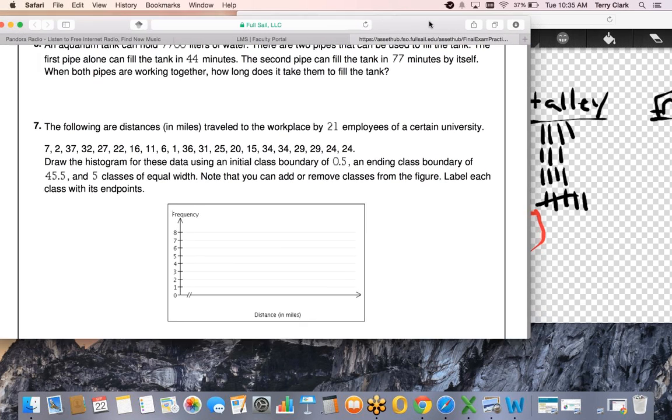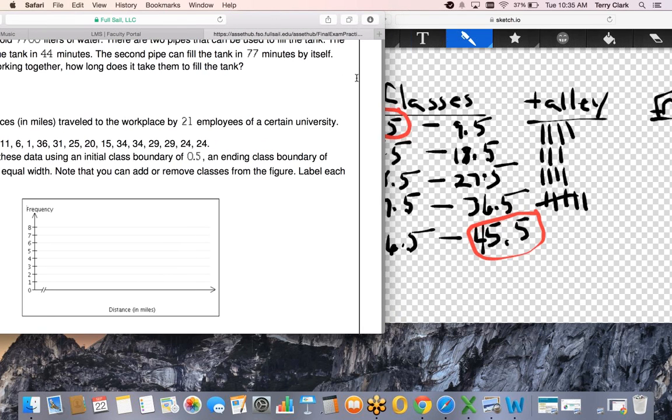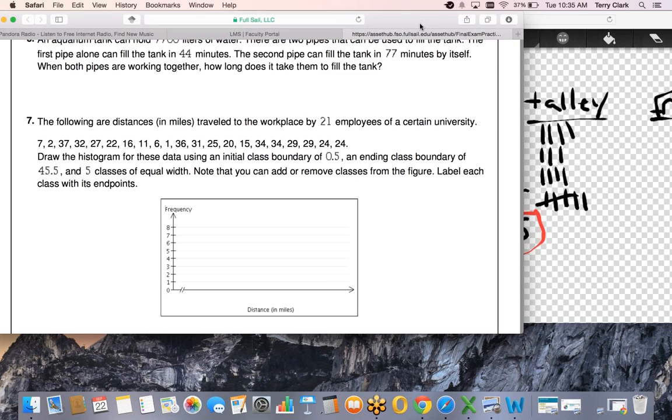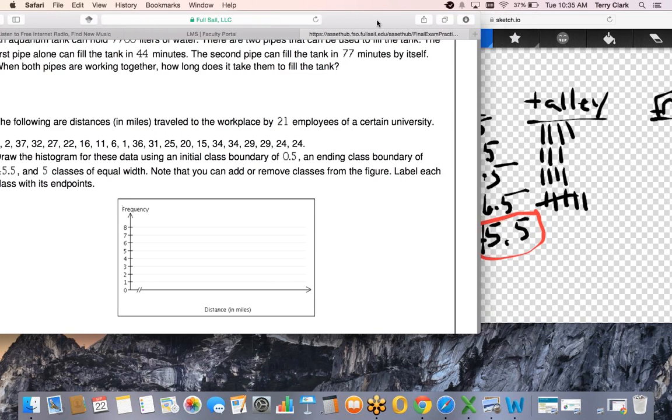I think that's it. Okay, so they said there's 21 of them. So I'm going to do some more math to verify that I didn't leave out anything. Okay, so I've got 5, 6, I've got 10, 13, 17. So obviously I've left some stuff out. Okay, so let me go back through this again.